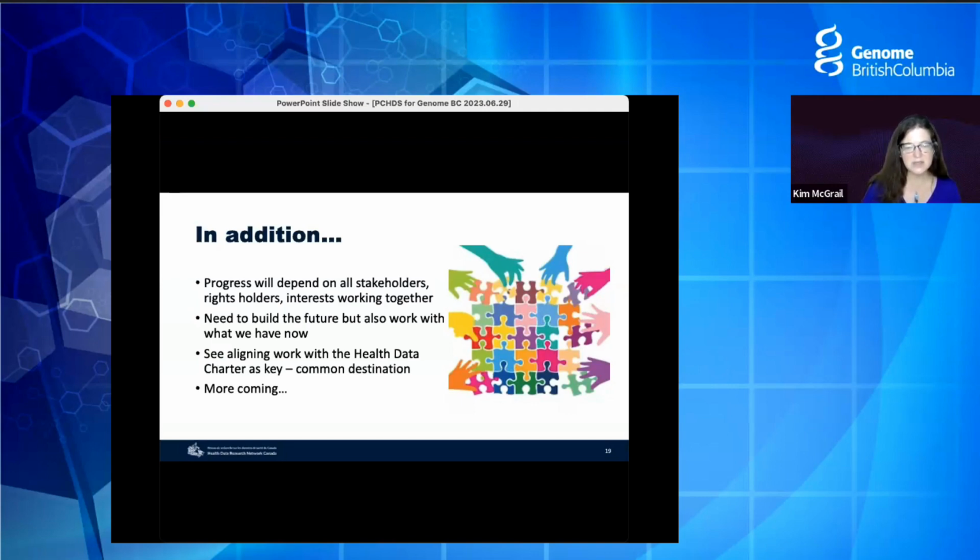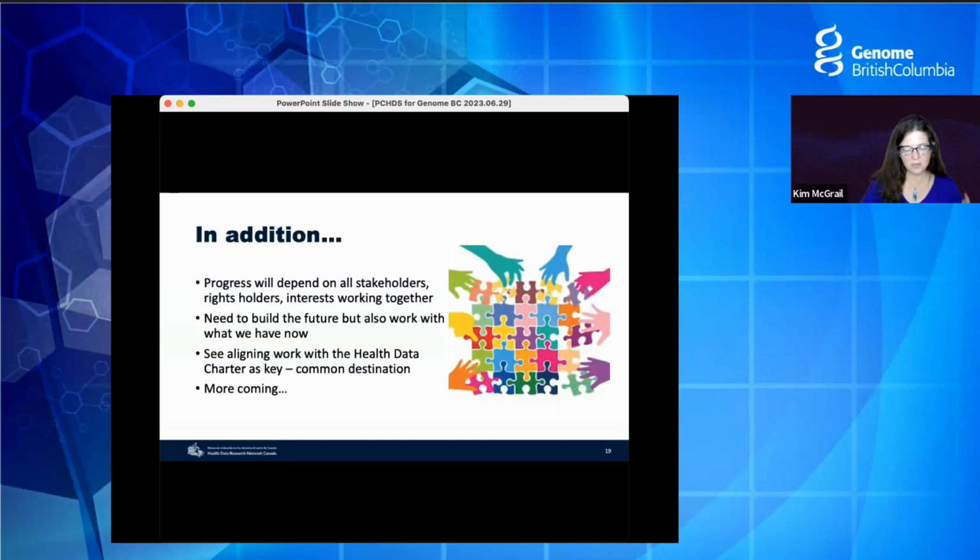So we absolutely have to think about how we can actually use the systems we have now to create more ability and smoother access to data and use of data and all of that sort of stuff. We really see aligning all of this work with the health data charter as key. And again, not because the charter is telling us exactly what to do or how to do it, but it's a common destination, a common set of principles.